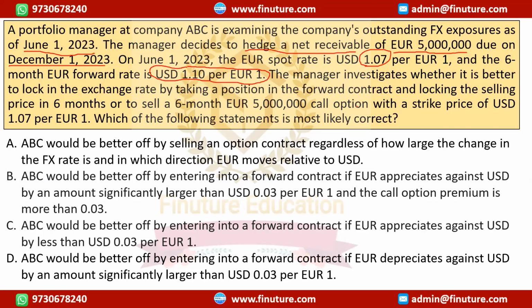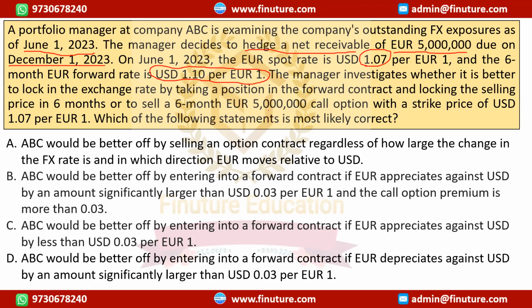So see, there are various ways this portfolio manager can hedge this position. He's trying to evaluate what is a better option. So he has two options. One is going for a forward, so you can just lock this price. Think of this as locking the price. You will sell these 5 million euros at this price. So that's number one. And number two is to sell a call option.